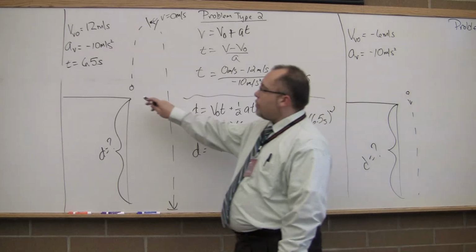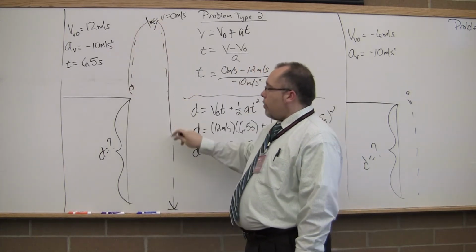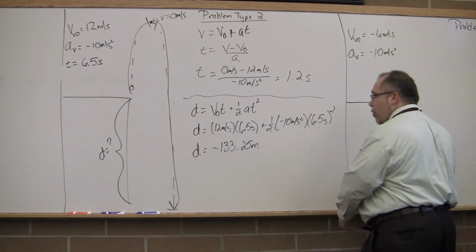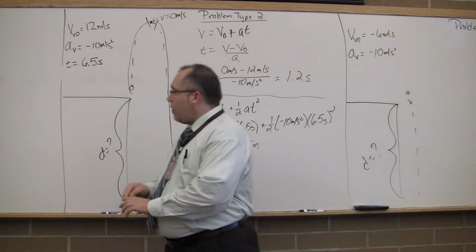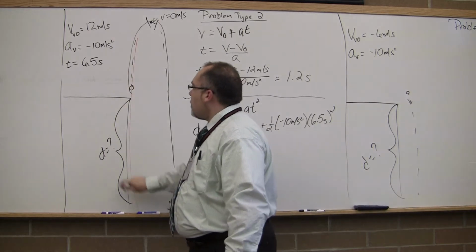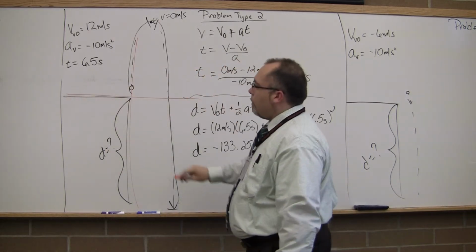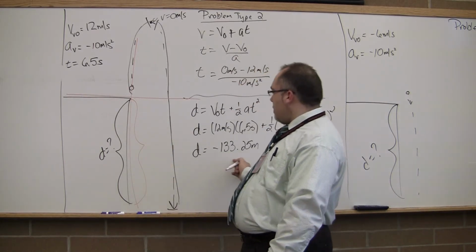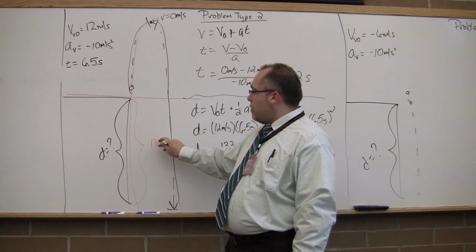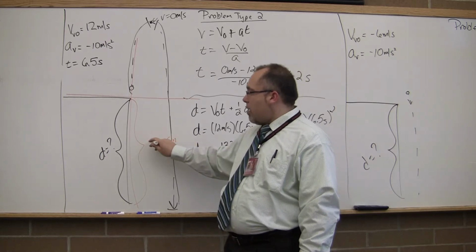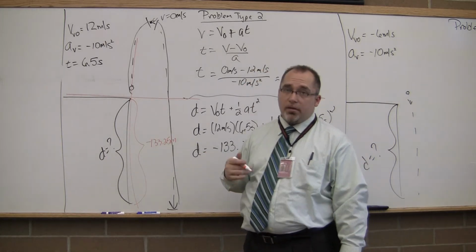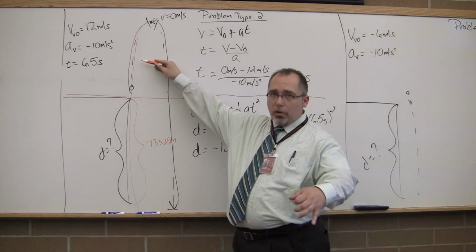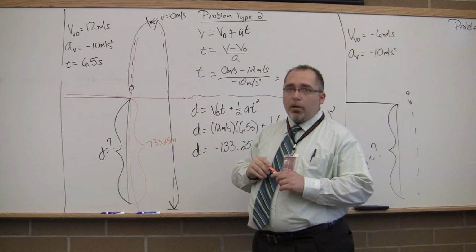And that takes into account the trip up, the trip back to that original point, and all the way back down here. So again, if I draw an XY axis on my building, where the origin is here, I'm saying that the object lands 133.25 meters below where it started, hence the negative. If it was a positive, then the object's landing above where you released it. If it's negative, it's landing below.